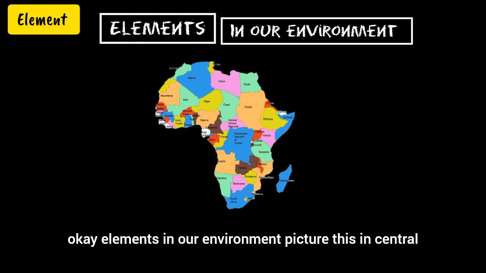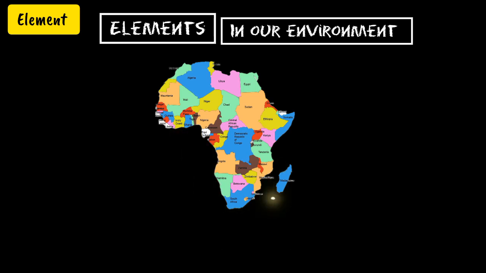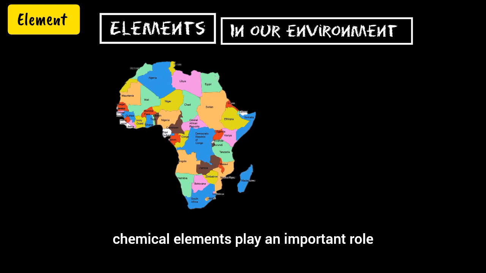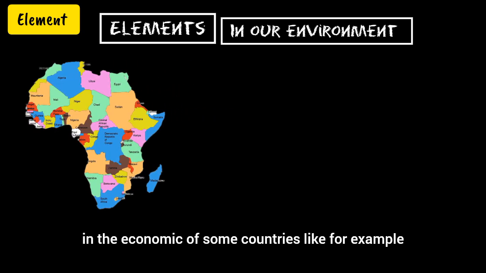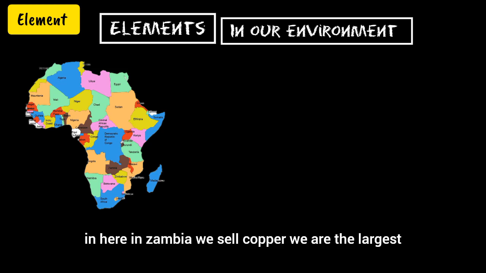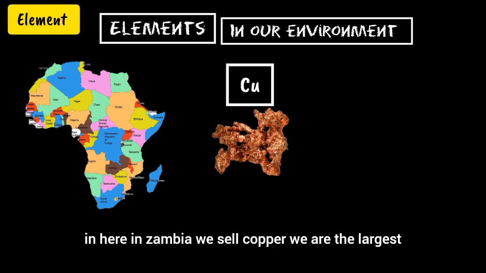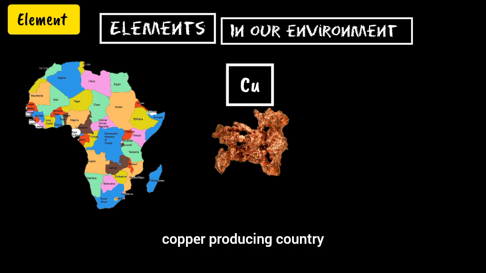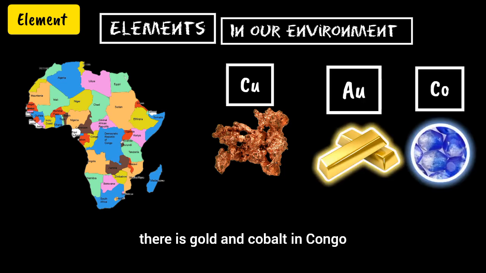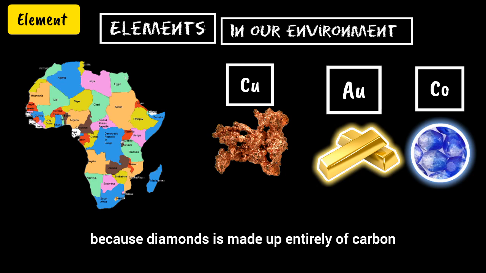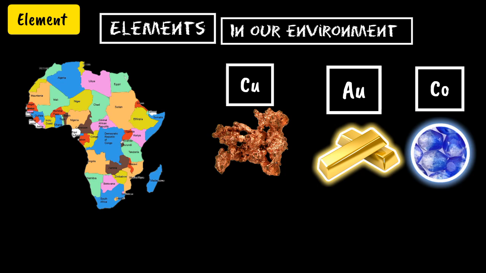Okay. Elements in our environment. Picture this. In Central and Southern Africa, chemical elements play an important role in the economy of some countries. Like, for example, in Zambia, we sell copper. We are the largest copper producing country, and copper is an element. In South Africa, there is gold, and cobalt in Congo. Even diamonds are mined in South Africa, Zimbabwe, and Botswana. They can be classified in this group because diamond is made up entirely of carbon.